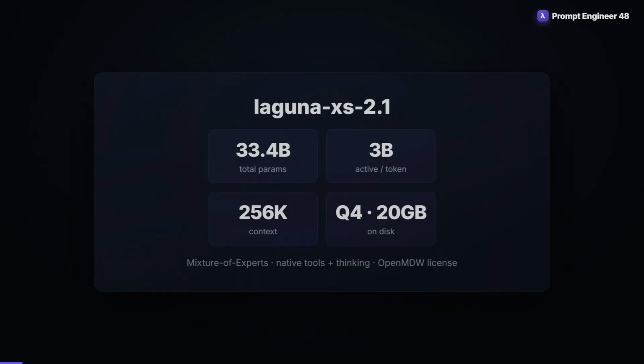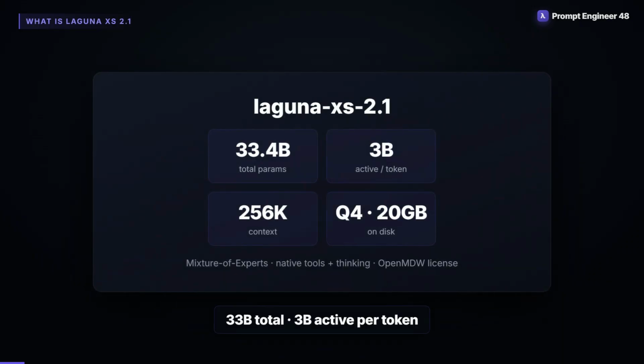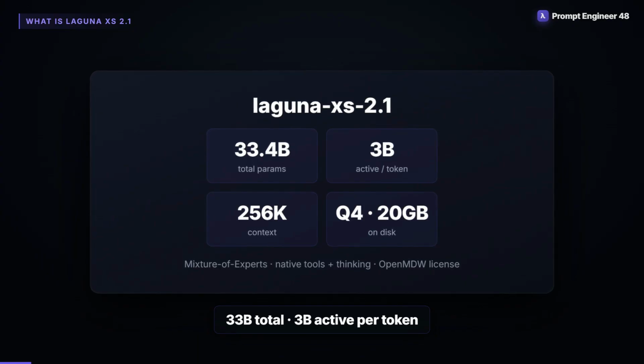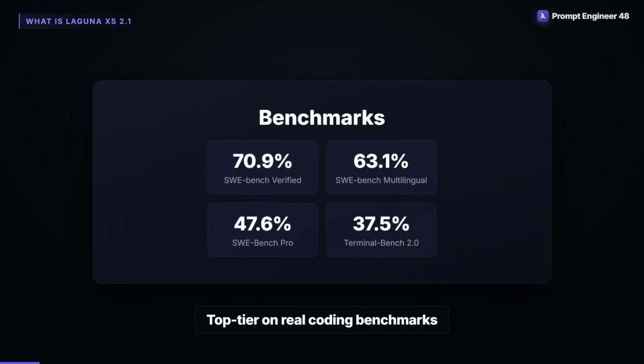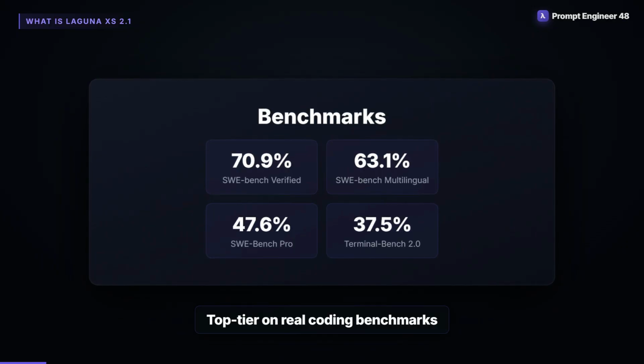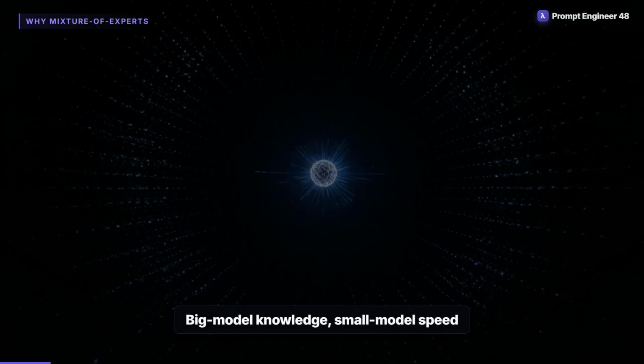Let's go. This is Laguna XS 2.1 on Ollama. 33 billion total parameters, but a mixture of experts design, so only about 3 billion are active per token. That's the trick. It has the knowledge of a big model, but the speed of a small one. 256,000 tokens of context, native tool calling, native reasoning, built for agentic coding, and the license is OpenMDW, so commercial use is allowed.